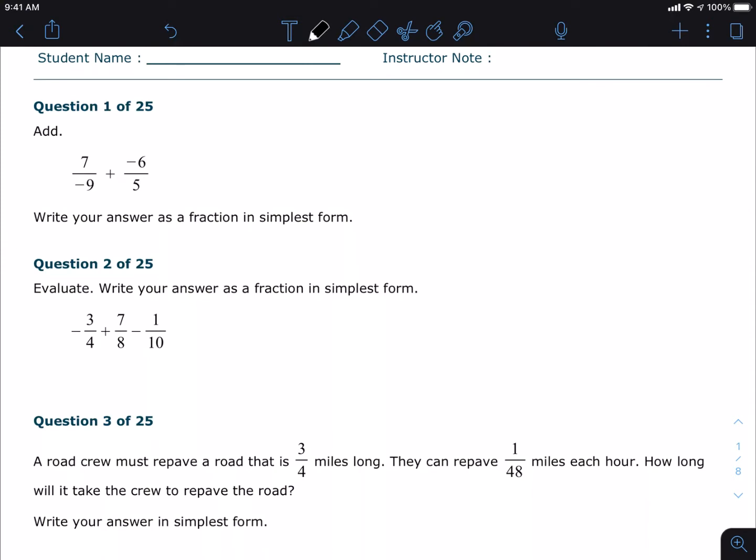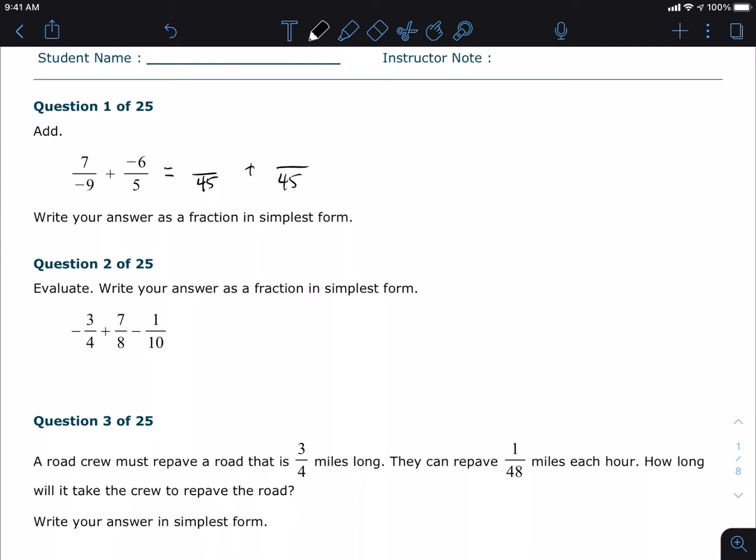So the first thing on question number 1 that we want to do is come up with a common denominator. And since 9 and 5 are relatively prime to each other, we need to make them have the same denominator. The only way to do that is to multiply them together. So I multiplied the 9 by 5, I multiplied the 5 by 9, and got this answer.